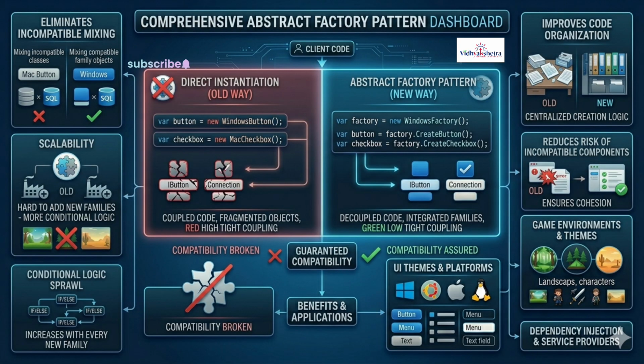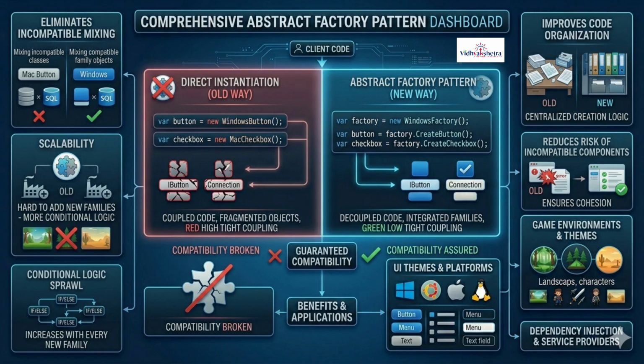Without the abstract factory pattern, creating families of related objects often involves direct instantiation and complex conditional logic. Developers may write code that explicitly creates objects using concrete classes, leading to tight coupling and reduced flexibility. This approach becomes problematic as the system grows and new object families are introduced. For example, a developer might create UI components like this: var button = new WindowsButton(), var checkbox = new MacCheckbox(). This results in inconsistent and incompatible components being used together, which can cause issues in the application.